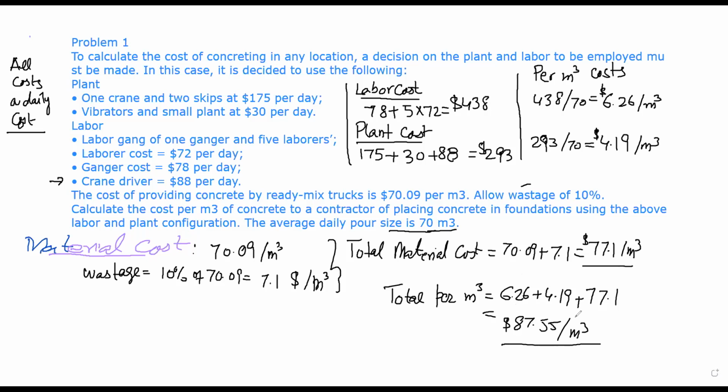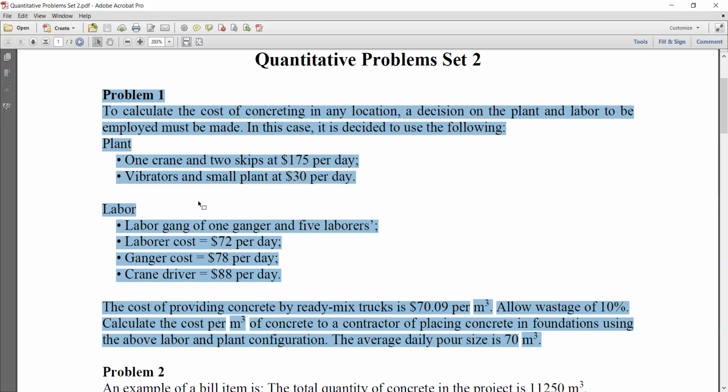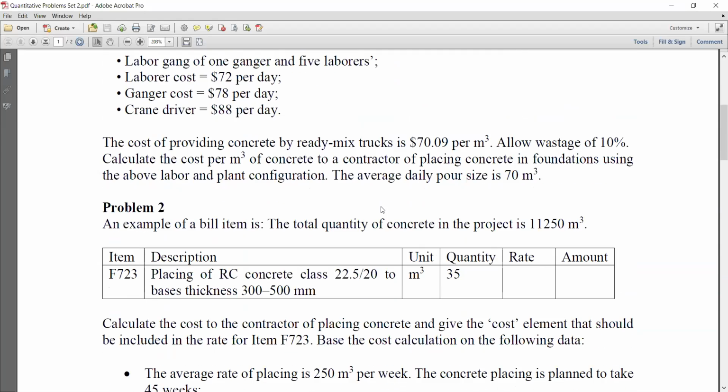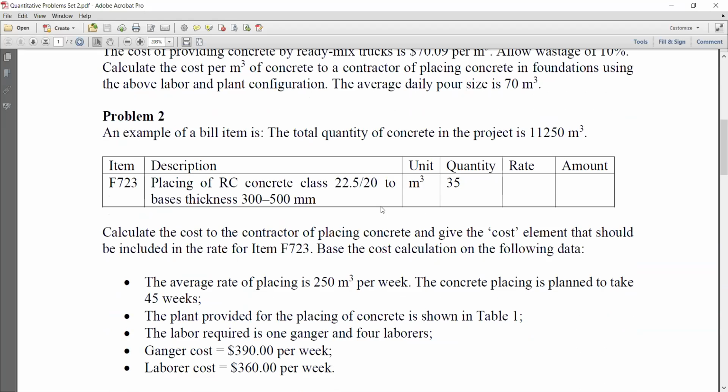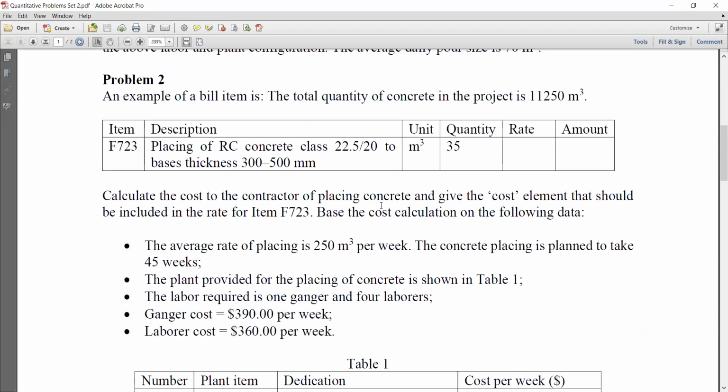Okay. So in this way, you can solve this question. Do you have any question about this? Okay, so this was problem number one. Next is this. Problem number two. So one problem I have solved, the other problem I ask you to solve.